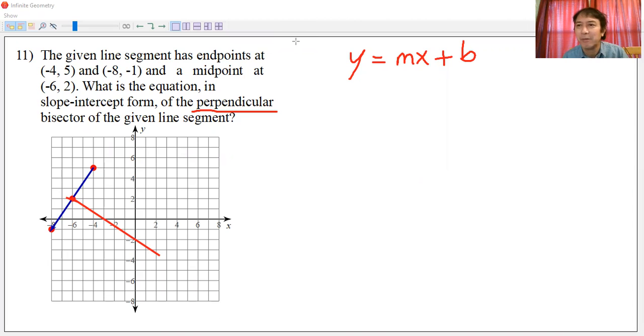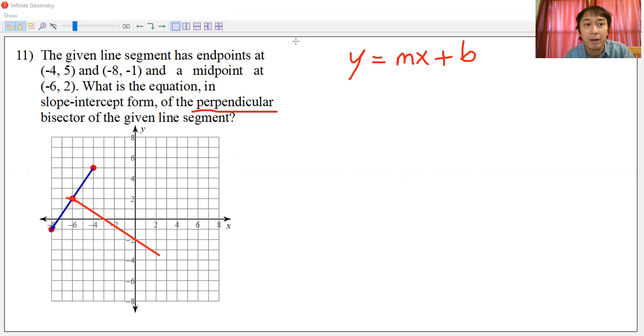All right, we don't have to find the midpoint, it's given. We only need to get the slope. And then after getting that, we can proceed to the point-slope form. Let us have the slope first of the blue segment and then get the negative reciprocal. That's what we will use for the red line.